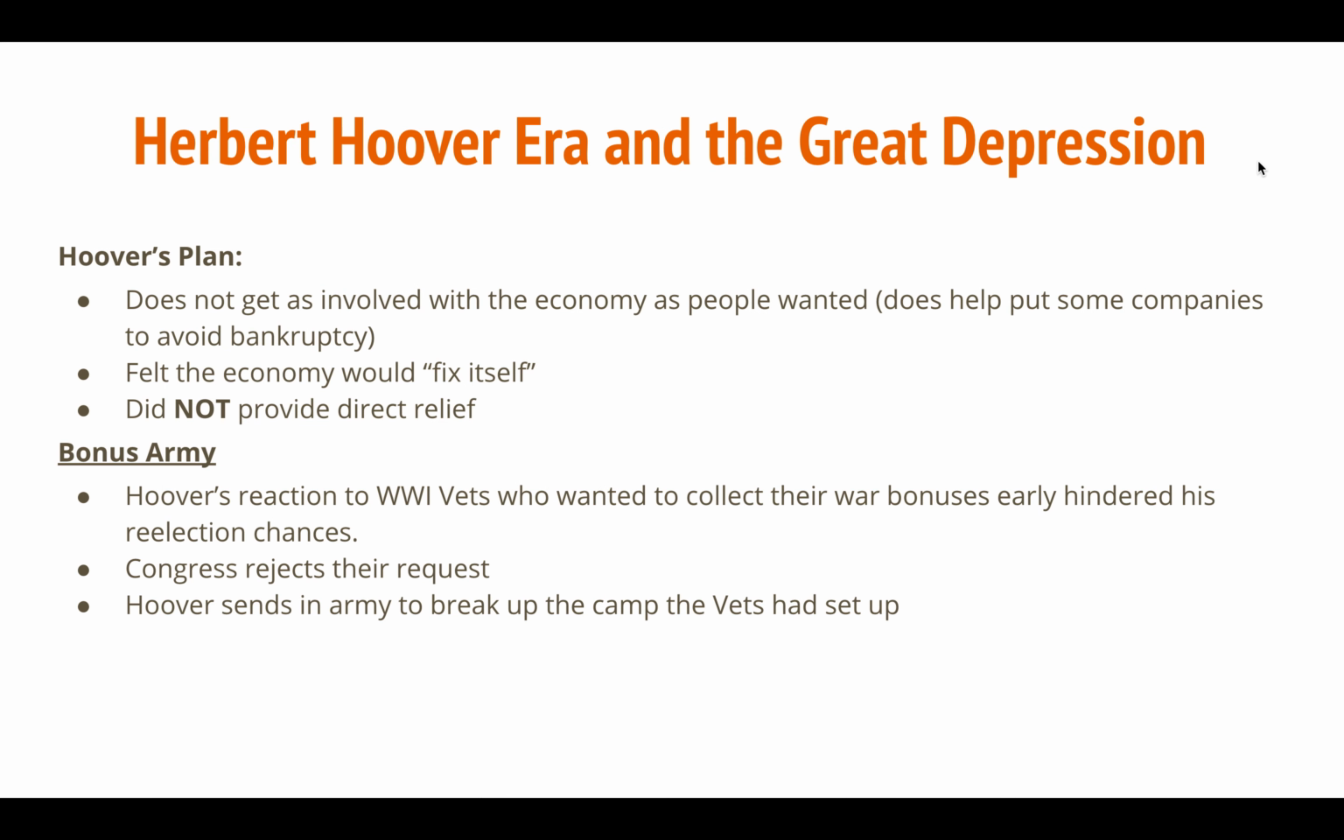Herbert Hoover is going to be the president that takes over after Calvin Coolidge in the 1920s. And when everything hits the fan, he doesn't do enough. He tries, but he doesn't do enough. He believes in rugged individualism. He thinks the economy is going to fix itself. He does try to provide some help to some companies so they avoid bankruptcy and things like that, but he doesn't do enough. He doesn't help the American people directly.